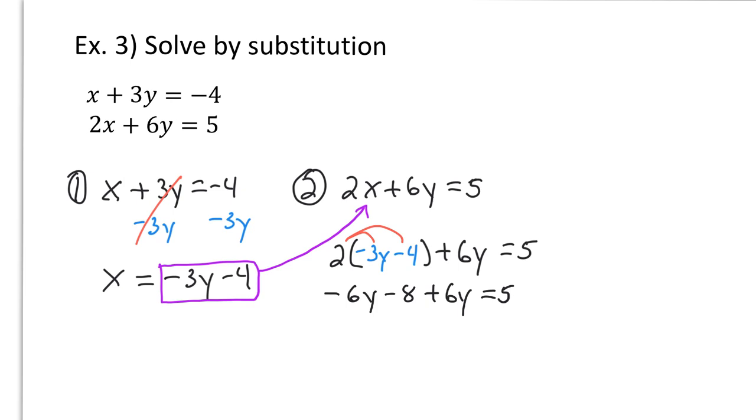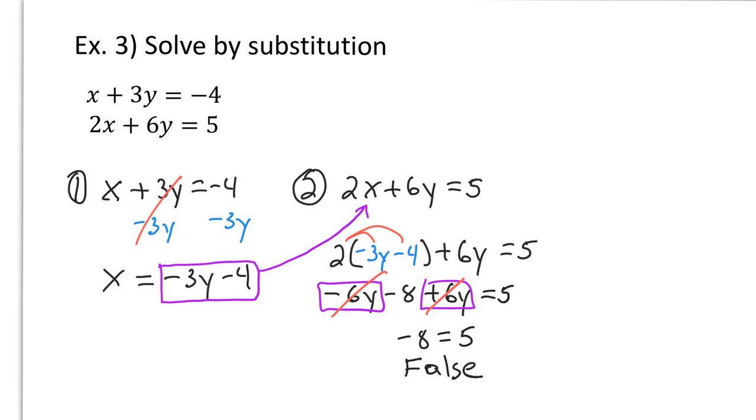And you probably already noticed, look at the y's. -6y plus 6y cancels. So all we have left is the -8 on the left side and the 5 on the right side. Now this is what you have to look for. Notice we don't have a variable anymore. There's no x, there's no y. So now you have to ask yourself, is that statement true or false? False. So this right here, -8 equals 5, they're not the same number.